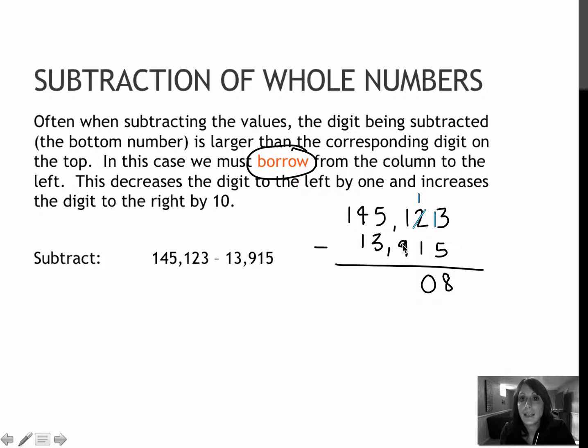1 minus 9, again, I can't take 9 away from 1, and so now I'm going to have to borrow again. I'm going to borrow from the 5, and that decreases the 5 by 1. So now the 5 turns into a 4, and we add a 1 to the value that is borrowing. So now I have 11 minus 9, and I can subtract 11 minus 9 to get 2. And now 4 minus 3 is 1. 4 minus 1 is 3, and 1 minus nothing is 1. So my result is 131,208.